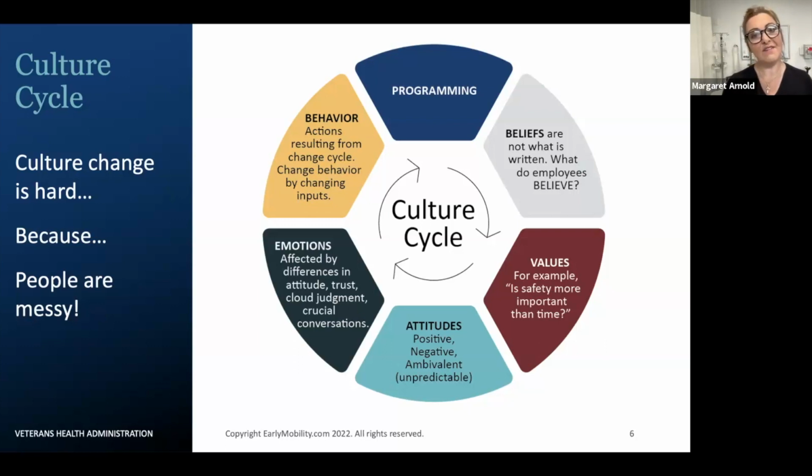Behavior. Behavior is really just a collection of actions resulting from this change cycle that you see on this slide. We have to change behavior by changing the inputs. So if somebody values time more than safety, we have to be able to show them how being safe can actually save them time. We have to do the work to show them where that's costing them time.